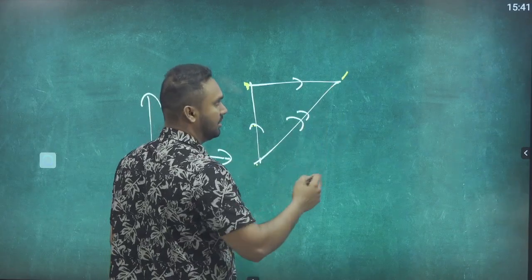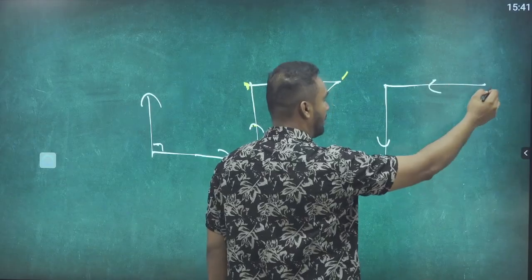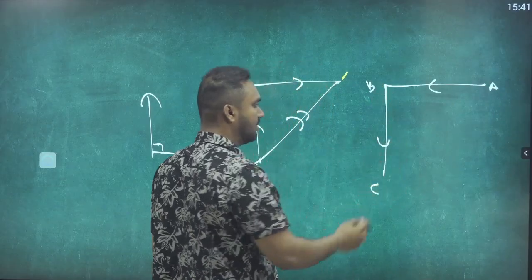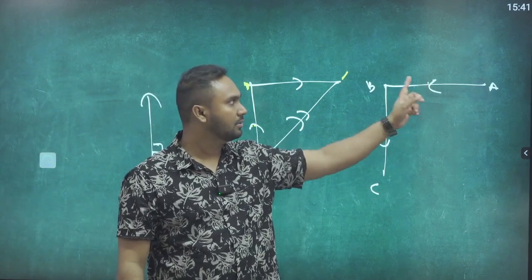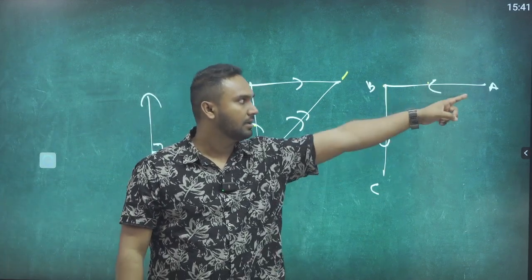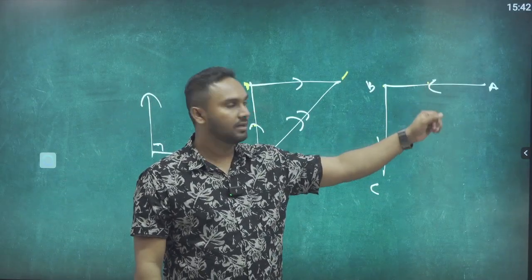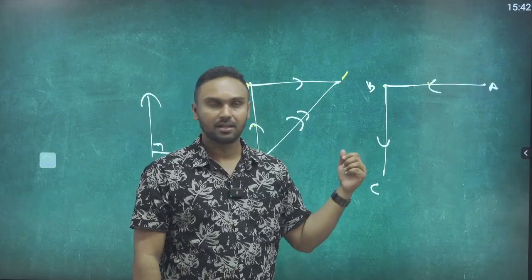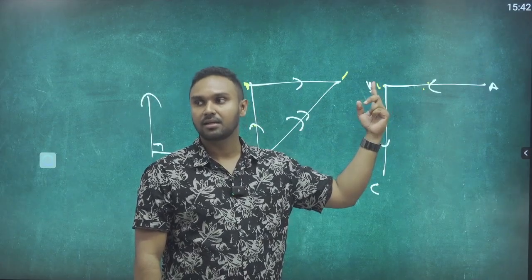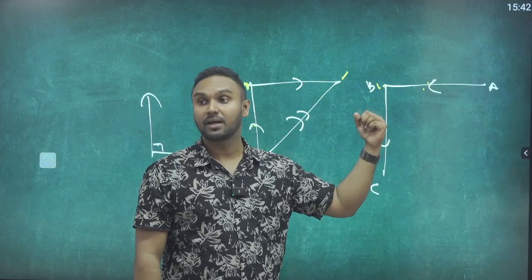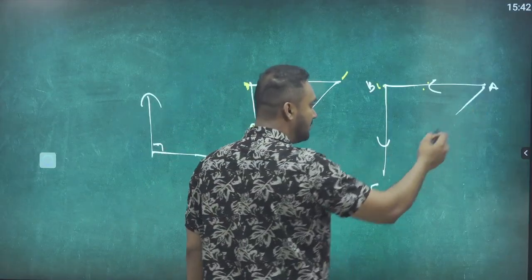Simple as that, right? And if something like this came, A, B, C, now what is the direction of the resultant force? Forces are acting head to tail. Where to where? So where's the tail? Where's the head? Forces acting head to tail, and the resultant should act tail to head. A to C. The resultant should be from A to C.